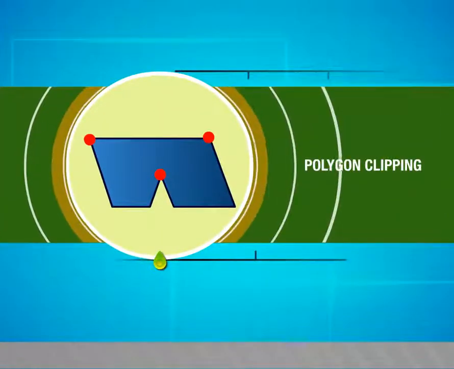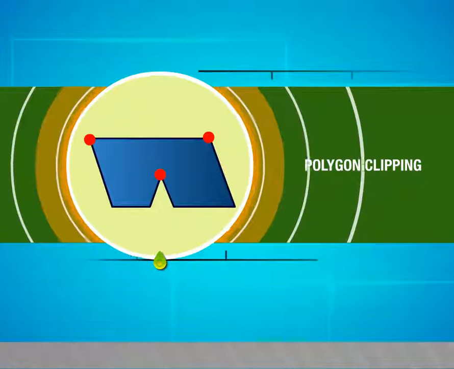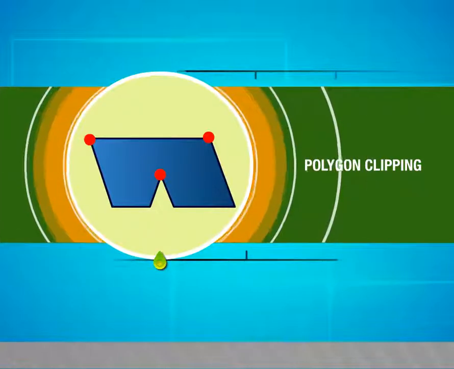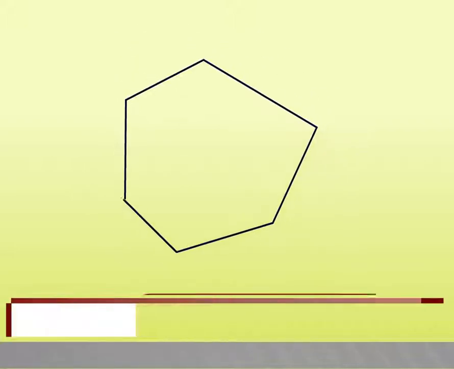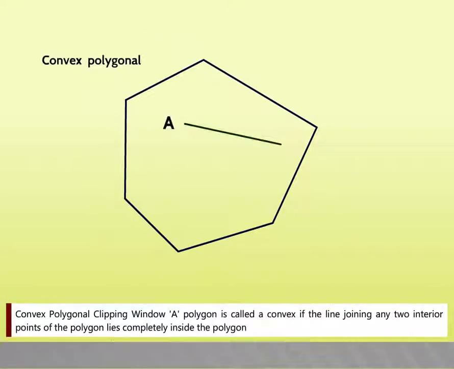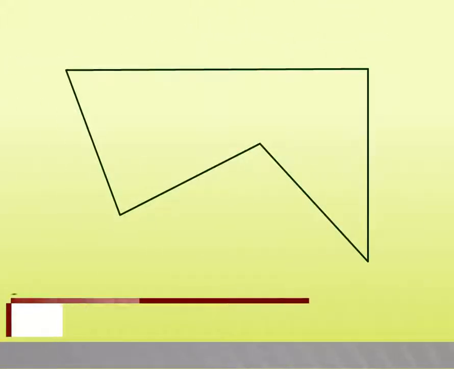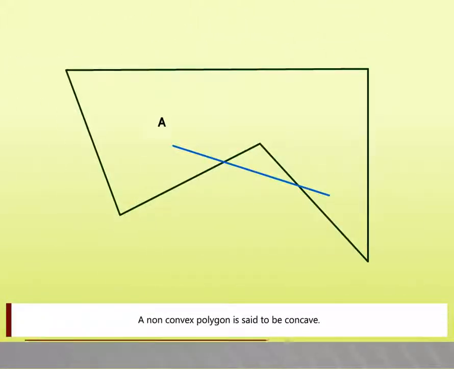Polygon clipping. In this video, we are going to see about polygon clipping. Convex polygonal clipping window. A polygon is called convex if the line joining any two interior points of the polygon lies completely inside the polygon. A non-convex polygon is said to be concave.